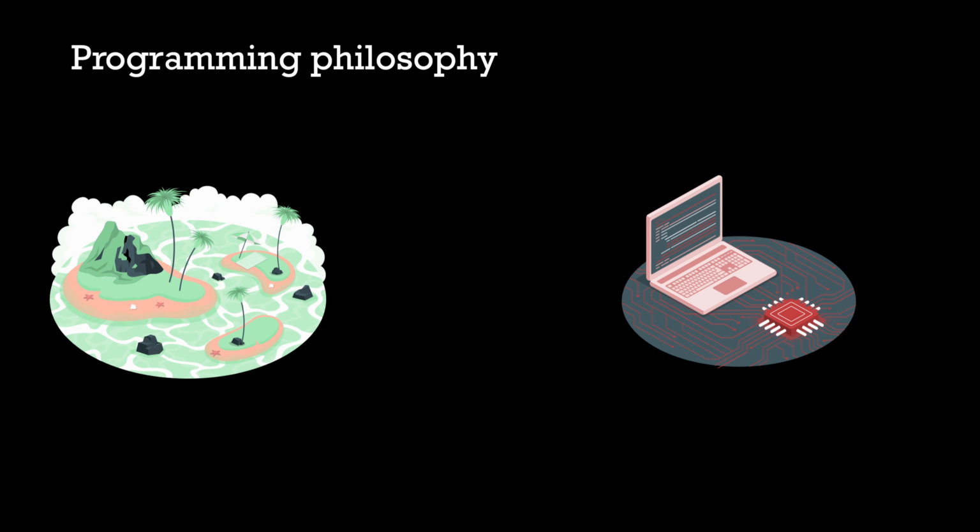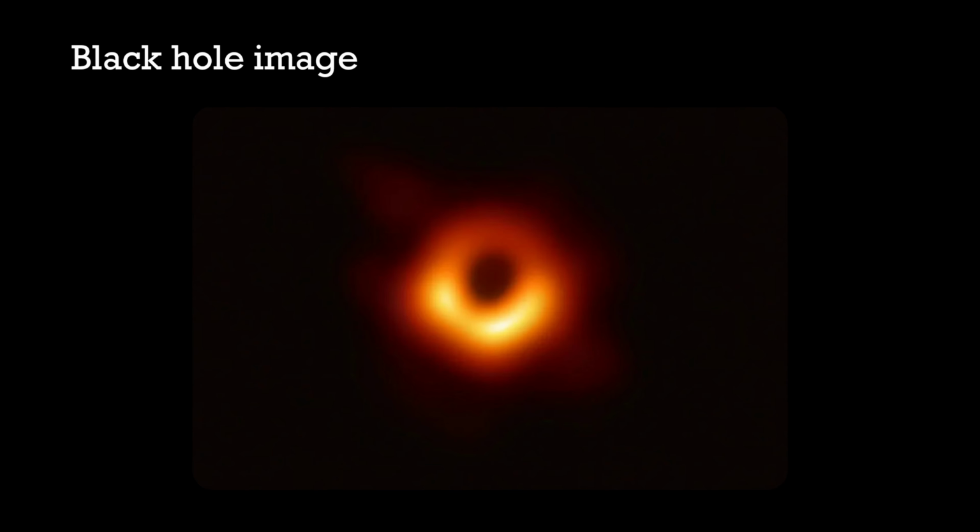I want to show you some examples where programming in general, not just programming in Python, helped people to achieve different things. The first example is the first image of the black hole. Right now you can see that this is the first black hole image that was obtained by humans, and it was a huge step in science.